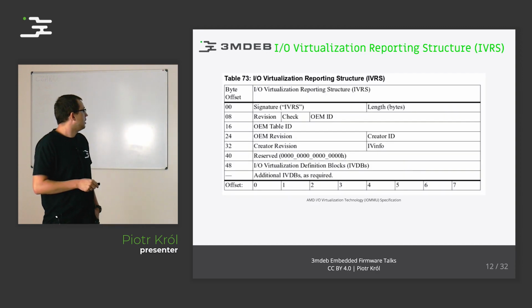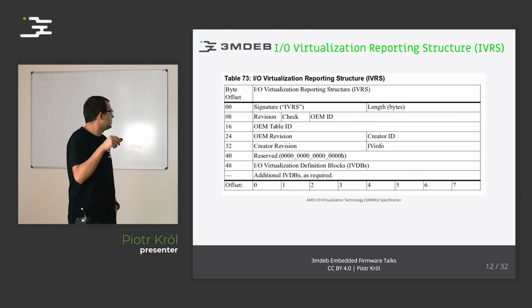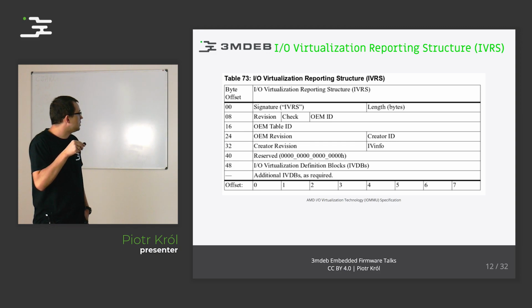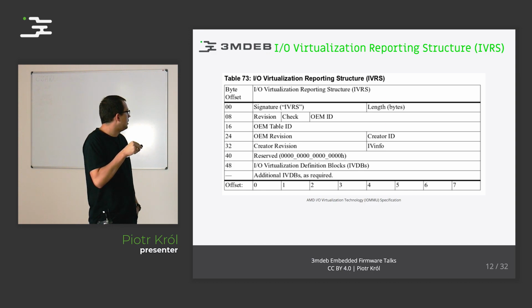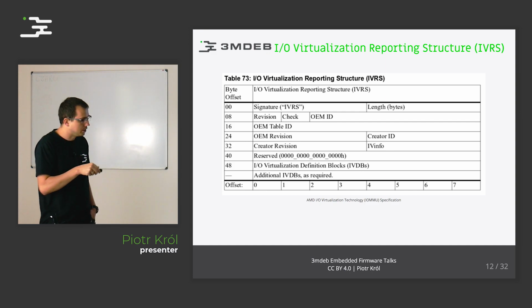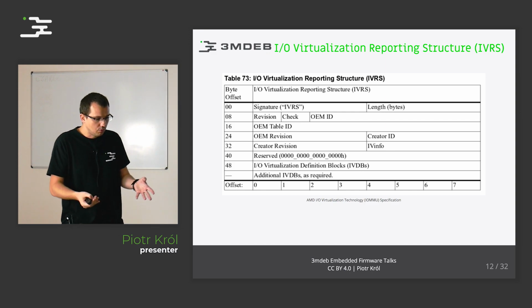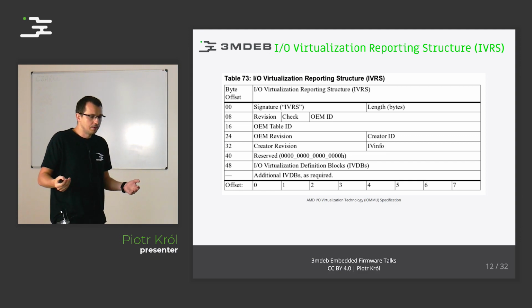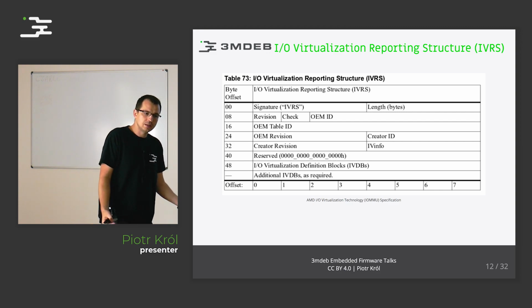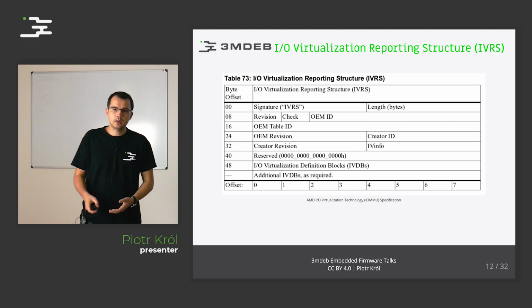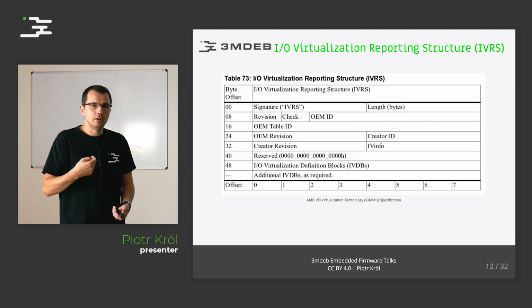Okay, so this is how IVRS looks. Nothing fancy here. This is the signature that can help in detecting that. This part is important, IV info, I will talk about that. And the most important part is here, where we have a number of IO virtualization definition blocks following. Just to say what it does, it describes either memory or IO devices which are connected in the system, and what's interesting if we consider hot plugging some PCI devices.